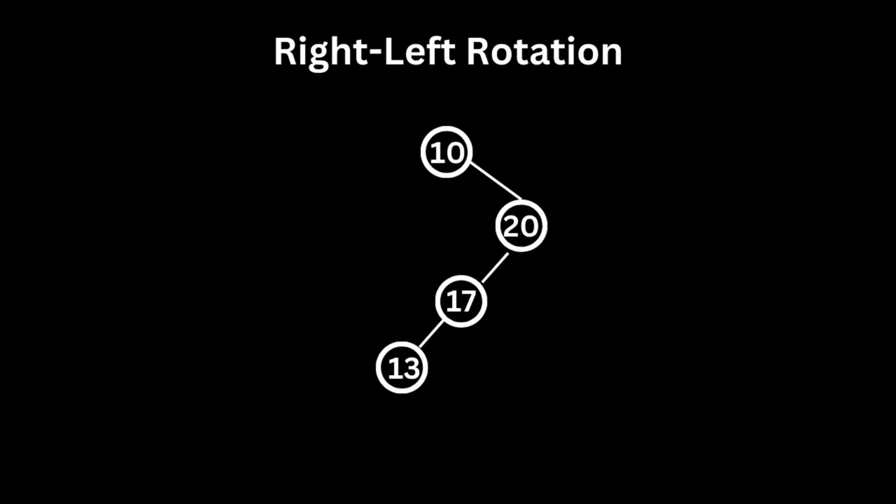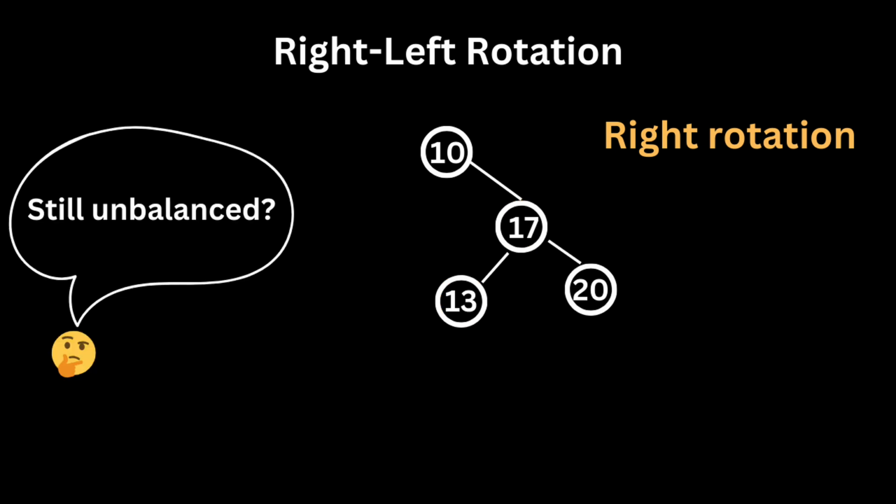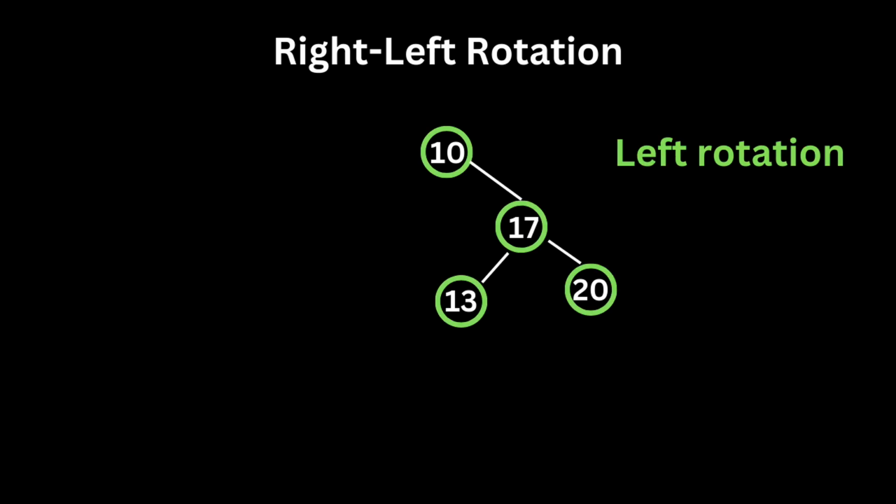Check out this unbalanced tree. To fix it up, we're going to use a right-left rotation. First step, right rotation. We'll tackle the smaller orange subtree that's tipping things off balance. By applying a right rotation here, we start nudging the tree closer to being balanced. I know it still looks a bit off. Hang tight, I've got this. Second step, left rotation.